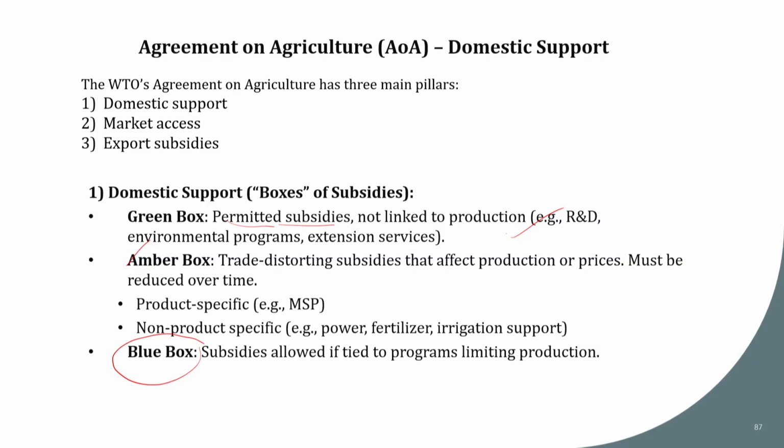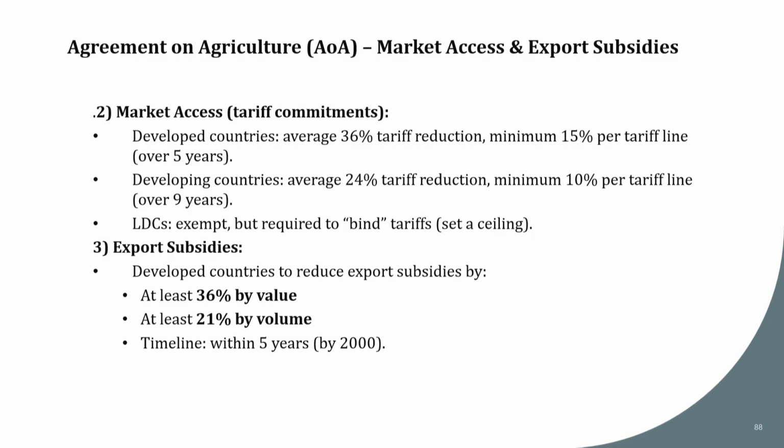Then the second pillar is called market access. Under market access, member countries agree to reduce tariffs on agricultural imports. The developed countries agreed to an average 30% tariff reduction over time, over a 5 year period, and a minimum 15% per tariff line. That is the commitment made by developed countries.